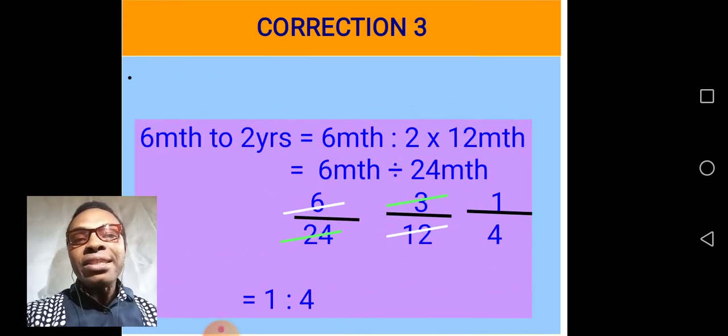Now let's see correction 3. Now you have 6 months to 2 years. These are not the same unit, but you can make them the same unit so that you can do your working. 2 years means 2 times 12 months. Remember, 12 months make 1 year.